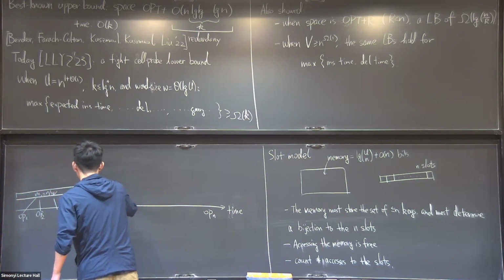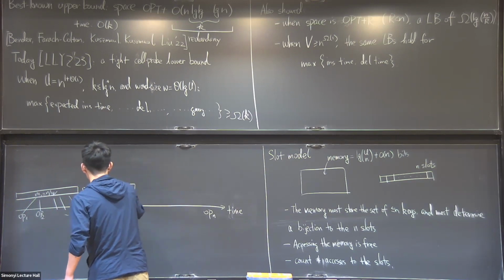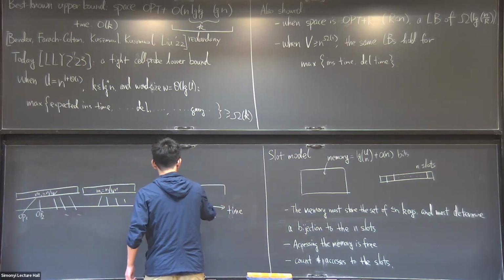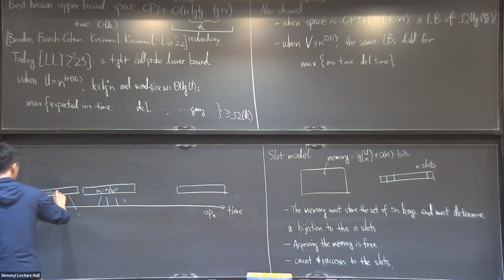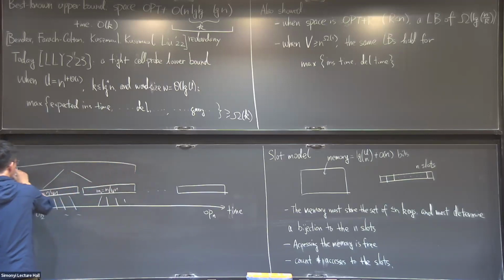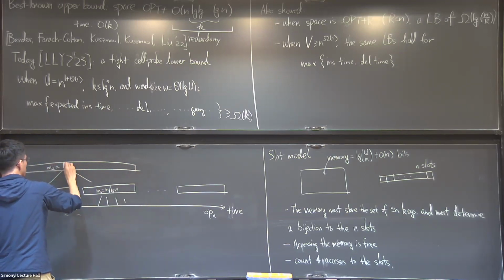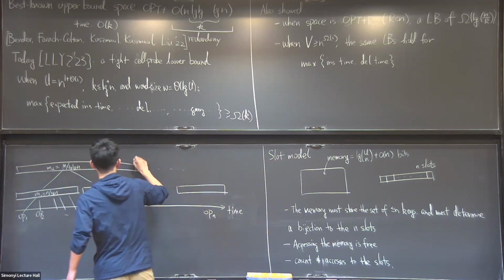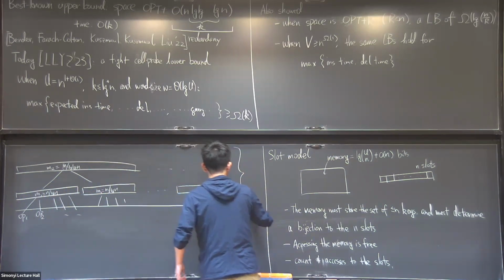And the next n over log n operations into the second group, and so on. Then we group the first log n over log n groups into a level 2 group, and so on. So the size of a level 2 group will be n over log n. Then keep doing this. In total, I will have log star of n levels of this tree.